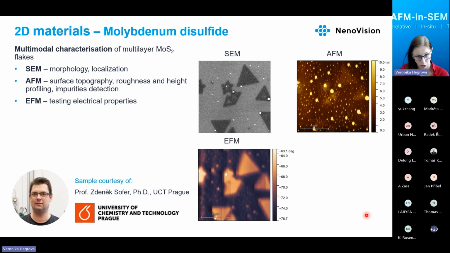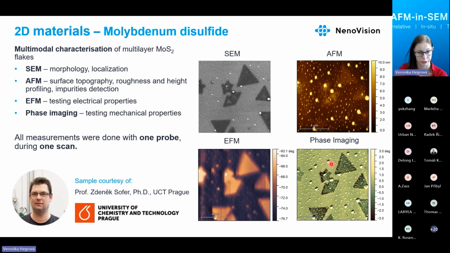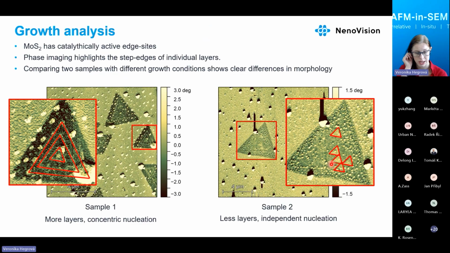So we confirmed the information about this material, and further we tested mechanical properties by phase imaging. And all of these techniques we measured using only one probe during one scan. So it's quite powerful. But more interesting was the comparison of these two growing processes. And what is important to say is that molybdenum disulfide has catalytically active edges.